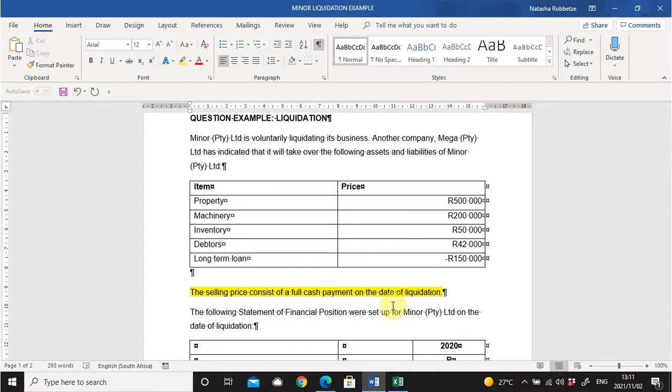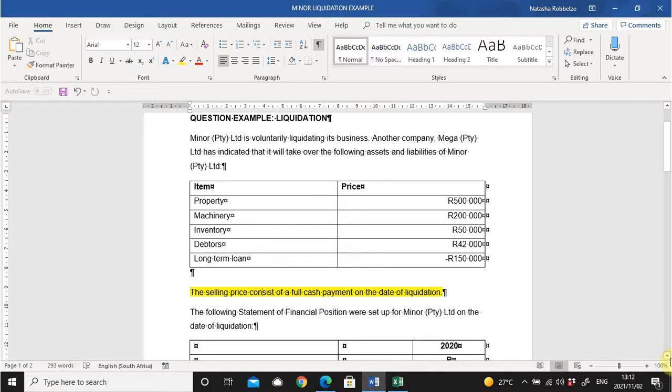I highlighted that information just to quickly stop there and explain that when there is a purchase price or a selling price, it depends on the perspective. If we talk about Mega, it's a purchase price. If we talk about Minor, it's a selling price. But this price is made up of only a full cash payment. In other instances, Mega can also issue some of its equity or preference shares to make up for the purchase price from its perspective. But in this instance, Mega did not issue any of its equity. So this payment is only for cash.